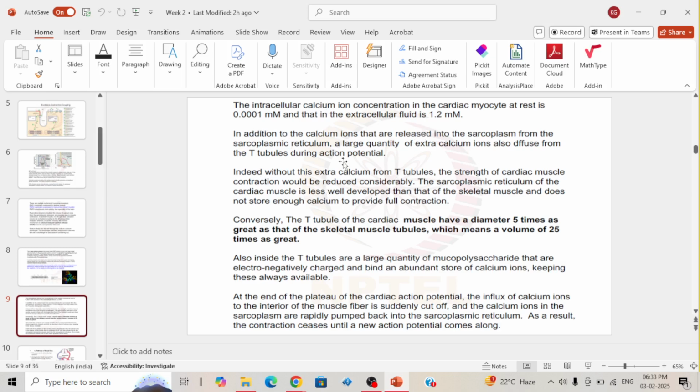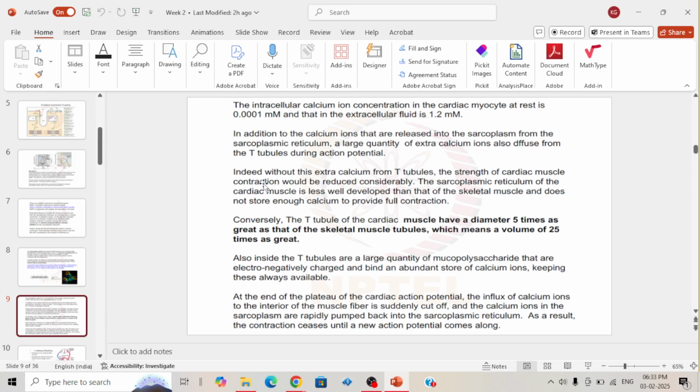In addition to calcium ions that are released into the sarcoplasm from the sarcoplasmic reticulum, a large quantity of extra calcium ions also diffuse in from the T tubules. As I told you, DHPRs will open, so these calcium ions from outside will diffuse inside the myocytes through the T tubules during the action potential.